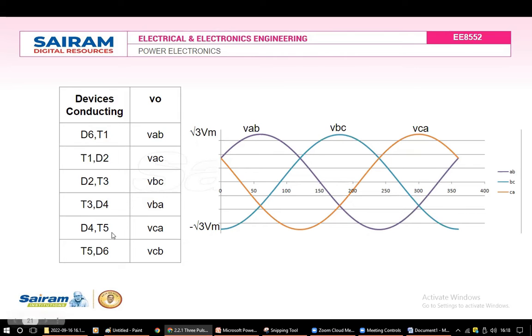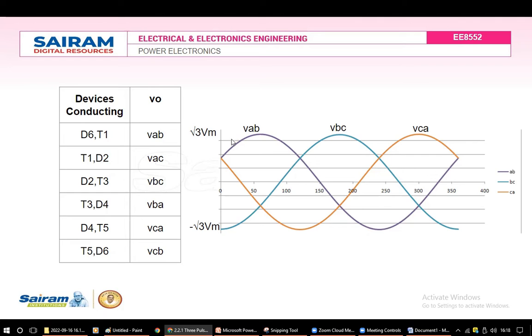When the D4 and T5 combination is conducting, the output voltage will follow the VCA waveform, and when T5 and D6 are conducting, the output voltage will follow the VCB waveform. So at any time, when two devices, one from top and one from bottom, are conducting, the output voltage is going to follow only the line voltage waveform. So we need to consider only the line voltage waveform as shown here.